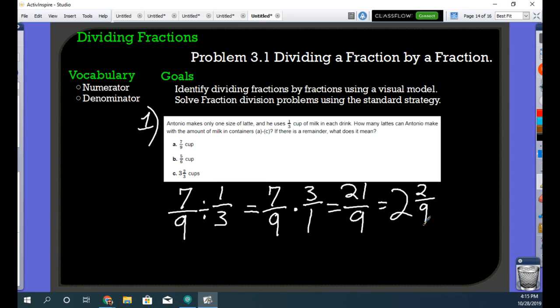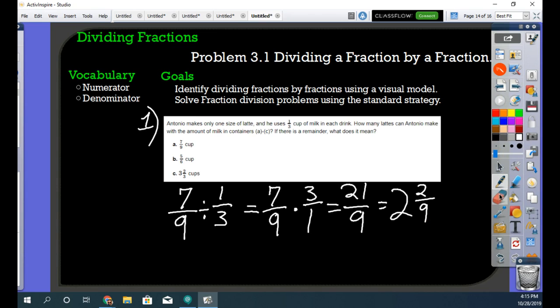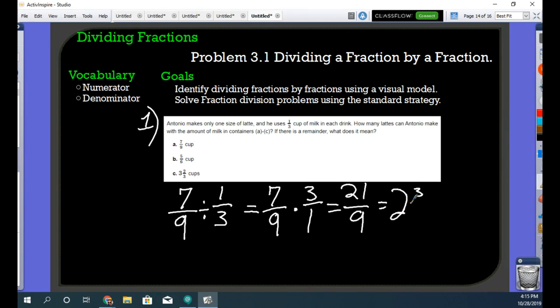2/9 remainder. I'm sorry, nope, that's 3. Three ninths remainder. That reduces down to 2 1/3, which means Antonio can make 2 1/3 cups of coffee. But since he only makes one size of latte, that 1/3 of a latte that he would make at the end means that he's only making 2 lattes, because he's not going to make a smaller size than the size that he makes with 1/3 cup of milk.